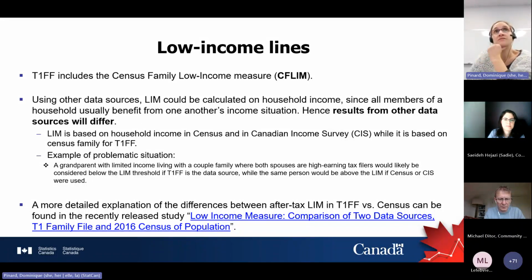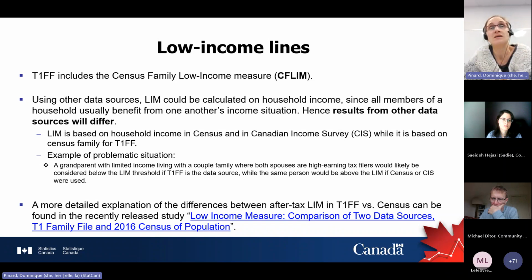If I specifically talk about the TIF, what's available is the Census Family Low Income Measure. You might remember at the beginning of this presentation, I discussed the idea that household versus economic family versus census family makes a big difference. Here, we're talking about a low-income measure based on census family. With other data sources, the LIM could be calculated on households or even economic families, depending on your needs. But usually household is the main unit of analysis used to calculate the low-income measure rate for the Census of Population and the Canadian Income Survey.